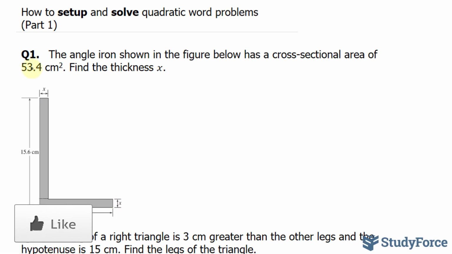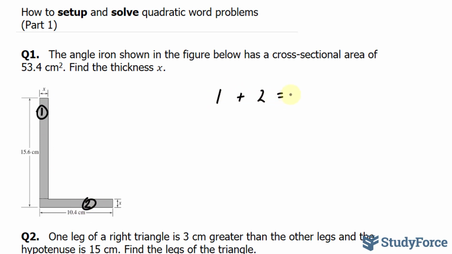We're told the area of the cross section, it's 53.4. So what we have to do is find the area of this one, the area of this one, add them up, and that will equal 53.4. So I'll call the area of this rectangle number 1, and I'll call the area of this rectangle number 2. So we have 1 plus 2 is equal to 53.4.